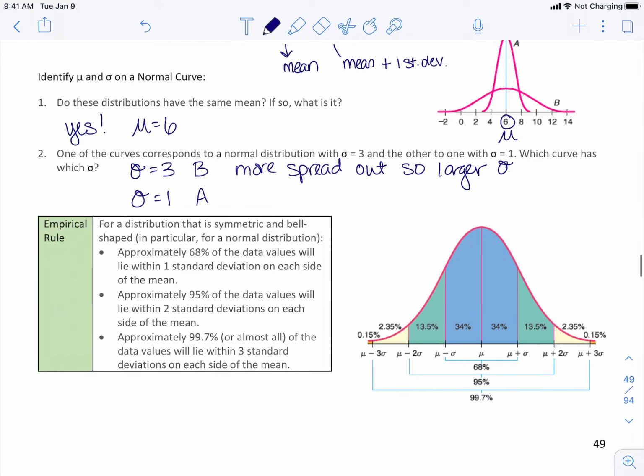We have an empirical rule, and this says for a distribution that is symmetric and bell-shaped, in particular for a normal distribution, approximately 68% of the data values will lie within 1 standard deviation on each side of the mean. So I'm going to highlight over this. Again, 68% is within 1 standard deviation. We have a line here and here. We have 34 and 34, which together gives us this 68% between plus or minus 1 standard deviation.